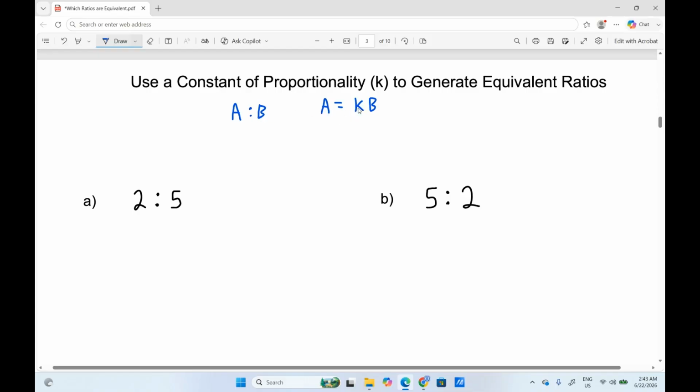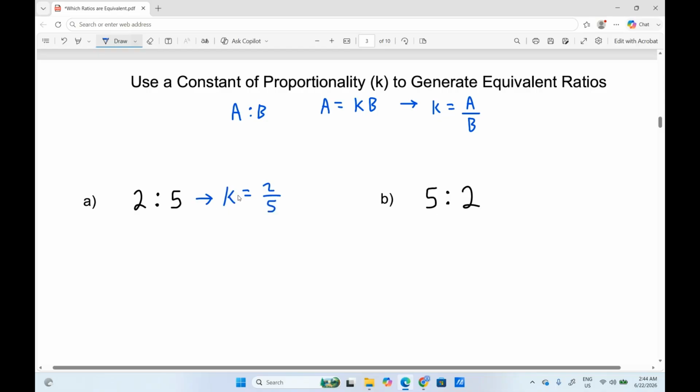But notice that a equals k times b is just a one-step equation. So if I divide both sides by b, I'm going to get k by itself, and k equals a divided by b. Now a is the entity on the left-hand side of the ratio, and b is the entity on the right-hand side, so k just equals a divided by b. So if I had 2:5 or 2 to 5 as a ratio, k would just be equal to 2 divided by 5, or 2 over 5.